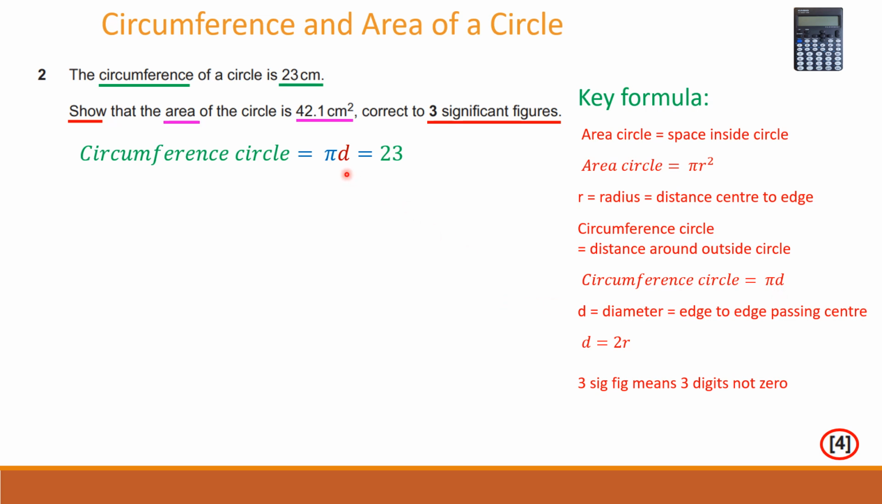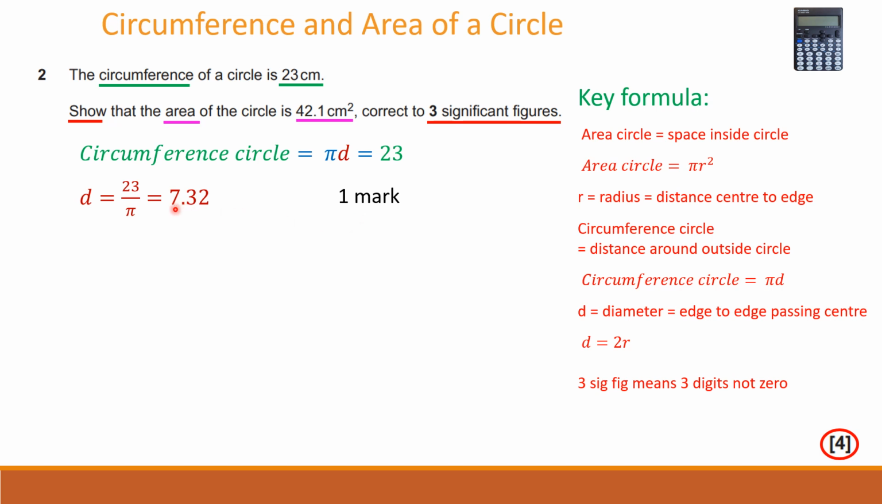Now we need to work out the diameter of this circle, because if I know the diameter of a circle, I can then work out the radius of the circle. And then when I know the radius of the circle, I can use that to work out the area. So to work out the diameter, I've got to get rid of this times by pi. Now the opposite to times by pi is divide by pi, so I'm going to divide both sides by pi, and 23 divided by pi is equal to 7.32 for your first mark.